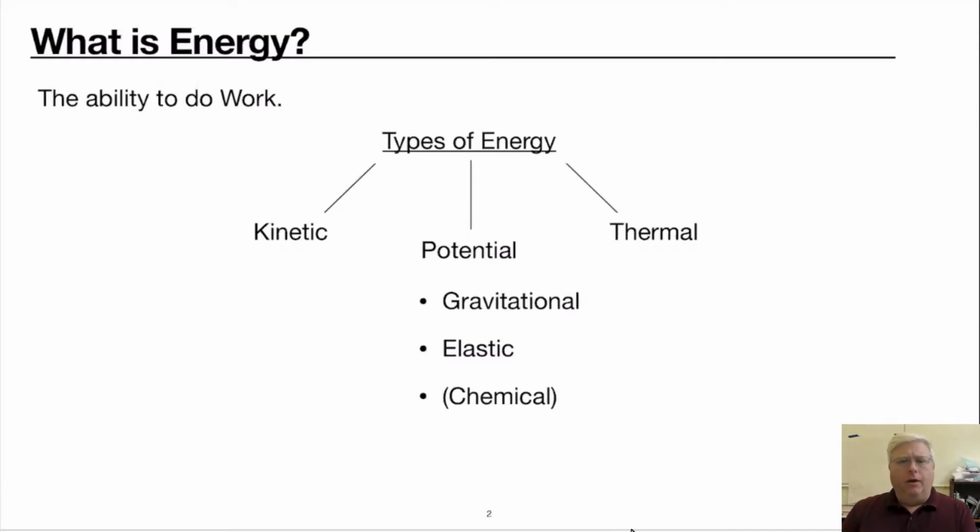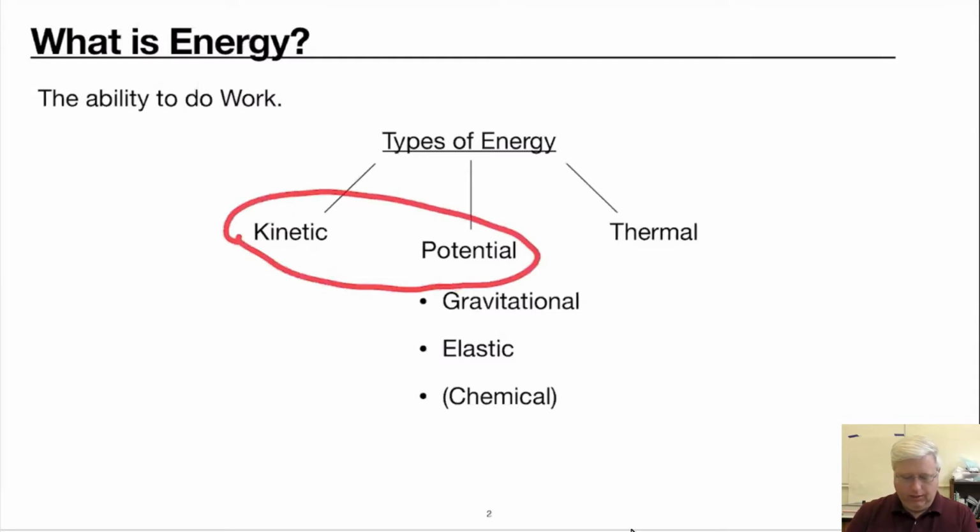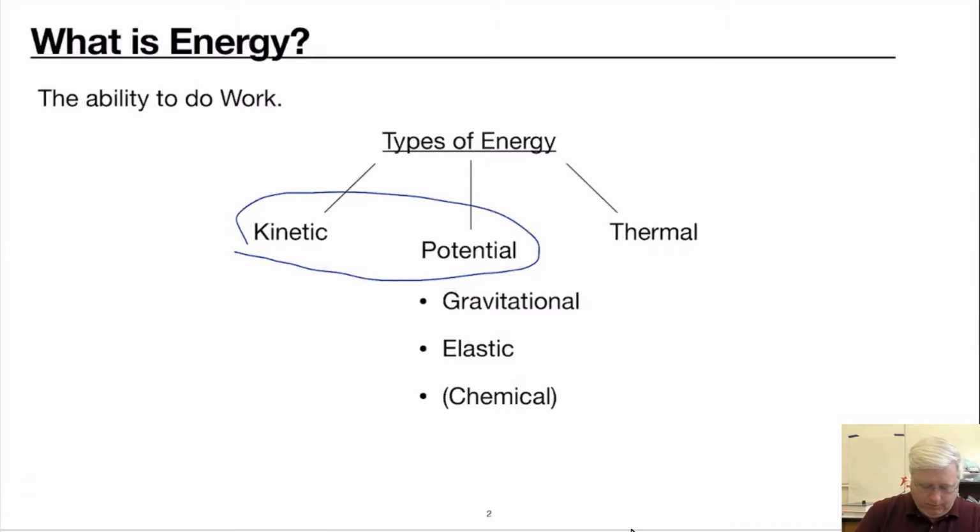And so there are several types of energy. Remember, in this course we're learning about mechanics. There are two types of what we call mechanical energy, the kinetic and potential energy. Those two combined make up what we refer to as mechanical energy.